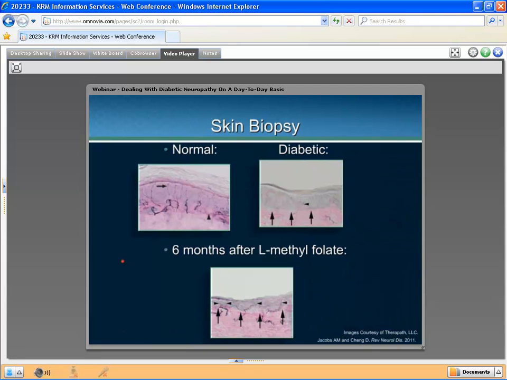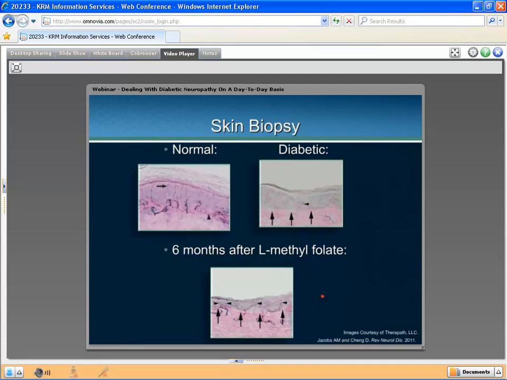What we're having with the Medinex, which is the L-methylfolate, is actual regeneration, regrowth of the nerve fibers. If you look at a normal biopsy right here, these little tiny black lines up and down are the tiny sensory fibers. In diabetes, they're lost, almost none left whatsoever. After 6 months of L-methylfolate, we're getting the little lines back. So we're actually getting biopsy-proven regeneration of the axons. This is just one patient, and this has been verified in multiple patients. This is a major, major breakthrough in diabetic neuropathy.